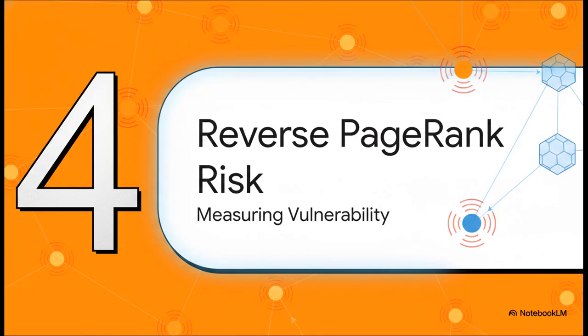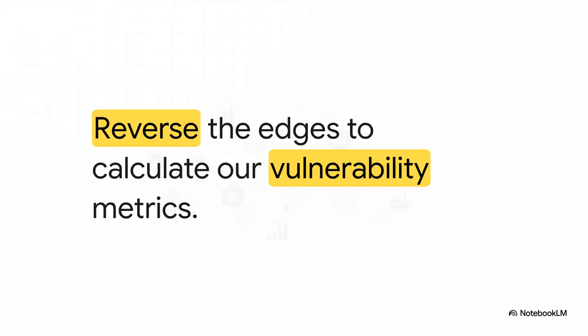Next up, Section 4, Reverse PageRank and Vulnerability. Let's see how this builds, because now we're shifting our focus from the entities that cause the disruption to the entities that suffer from it. To calculate vulnerability metrics, we have to create a directed graph with reversed edges. We literally take our original directed supply chain knowledge graph and flip the direction of every single relationship.